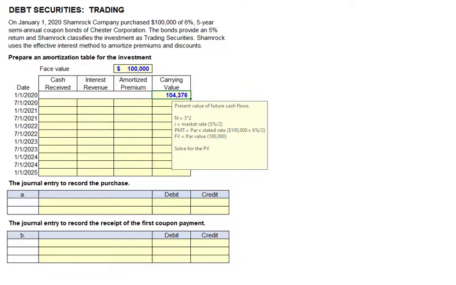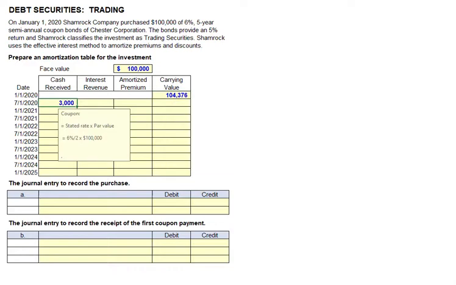and we solve for the present value. And again, we see this bond is selling at a premium because it has a stated rate of 6%, and investors are only demanding a 5% rate of return. So it looks like a good bond. We'll bid up the price to $104,376. Again, cash received. Every 6 months, we will receive that $3,000 coupon. And again, that's the 6% times the $100,000 divided by 2.